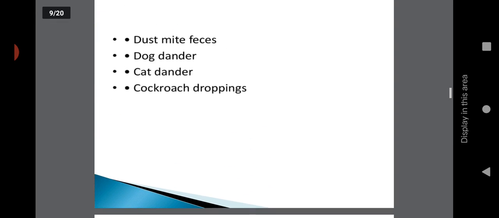Let us see some more causes: dust mite feces, dog dander, cat dander, then cockroach droppings. Cockroach droppings means while a cockroach is moving, some kind of waste material will remain, and that can lead to allergy. Then cat and dog dander means the dead skin present on their body. Then dust mite feces. So these are certain causes which can lead to rhinitis.